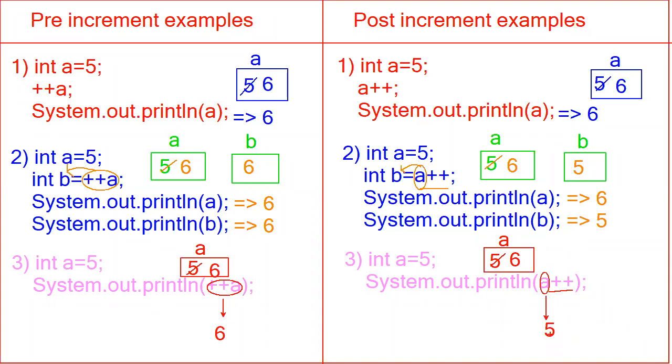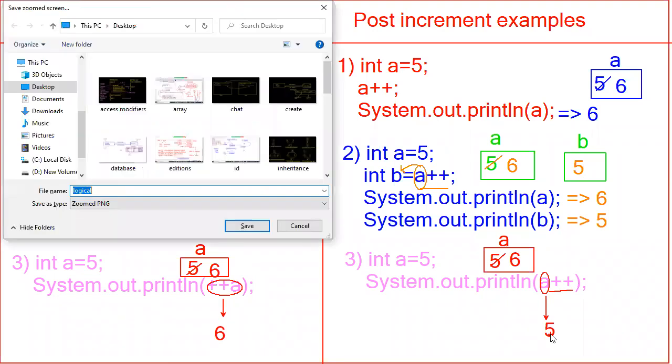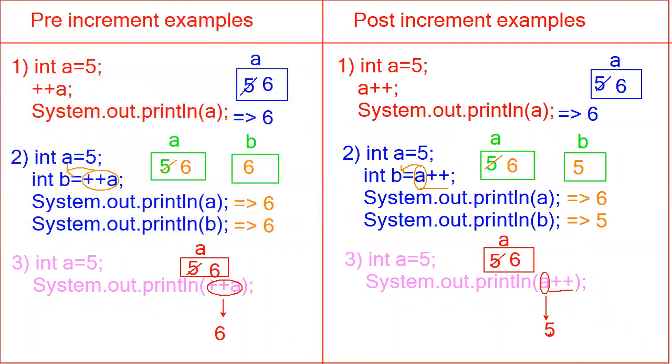Clear? Only when more than one operation is there, pre and post are different. Otherwise, they are the same. In the first case, there is no other operation, only the incrementation part, so it is the same. Okay, just write this one. Like this only, decrement will be there too. Write this one.